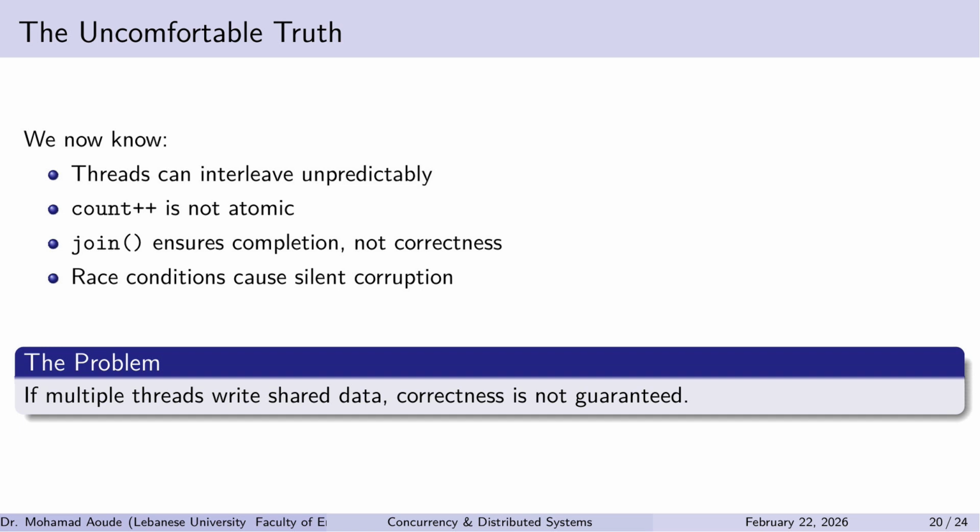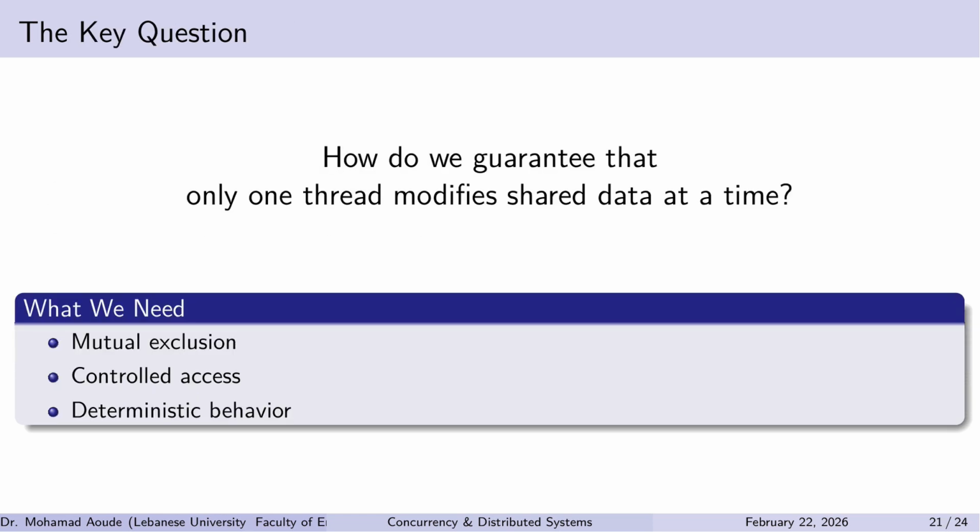Here is the uncomfortable truth. Threads interleave unpredictably. Count++ is not atomic. Join ensures completion, not correctness. Race conditions cause silent corruption. So if multiple threads write shared data without protection, correctness is not guaranteed by design. So the key question becomes: how do we guarantee only one thread modifies shared data at a time? What we need is mutual exclusion, controlled access, and deterministic behavior. That is the job of synchronization.